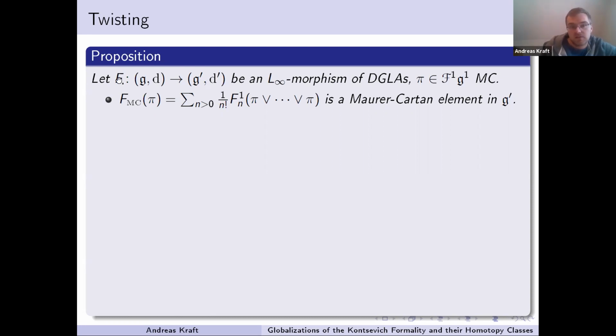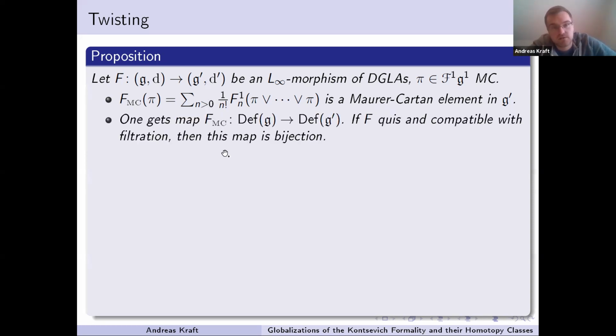Well, the first observation is that such an L-infinity morphism provides a way to map Maurer-Cartan elements in G to Maurer-Cartan elements in G prime, just by this series here. And this map is even compatible with the equivalences, so it induces a map here on the deformations. And if the L-infinity morphism is a quasi-isomorphism that is in some way compatible with the filtration, then this map here is a bijection. So this is what I told you about the formality by Kontsevich, which induced the bijection between equivalence classes of Poisson structures and equivalence classes of star products.